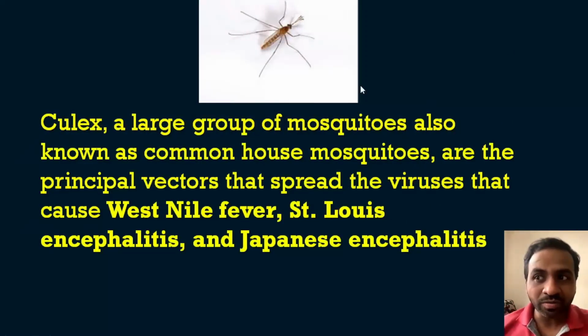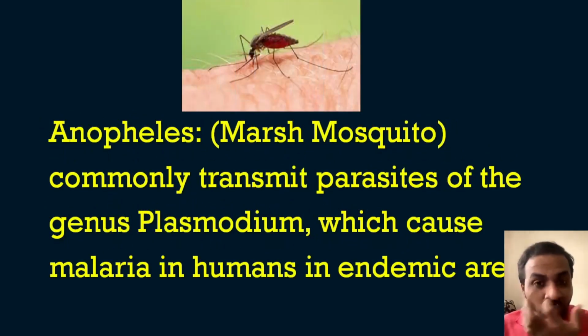This is a picture of the Culex mosquito. Culex are a large group of mosquitoes, also known as the common house mosquitoes. These are the principal vectors that spread the viruses that cause West Nile fever, St. Louis encephalitis, and Japanese encephalitis. The final one was the Anopheles mosquito, otherwise known as the marsh mosquito, and it commonly transmits the parasites of the genus Plasmodium, which can cause malaria in humans in endemic areas. This is the picture of the Anopheles mosquito.